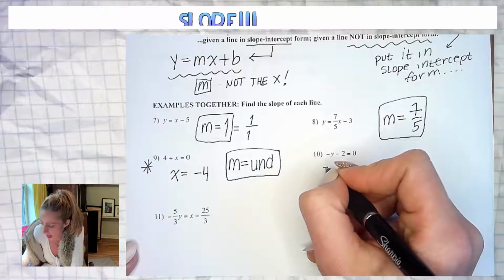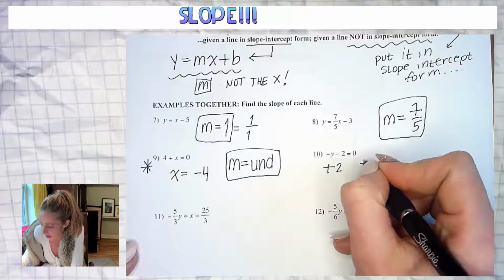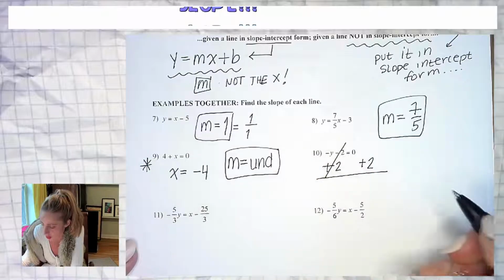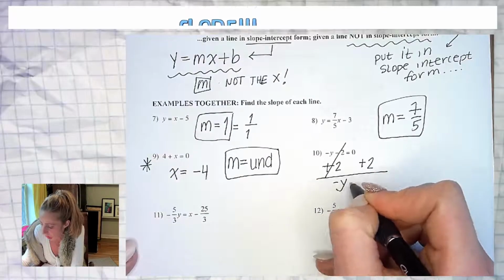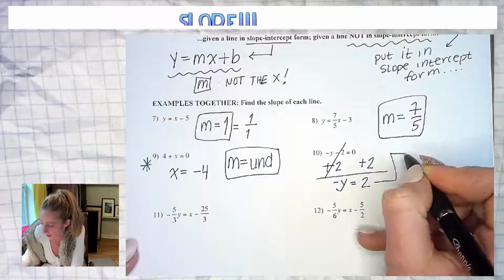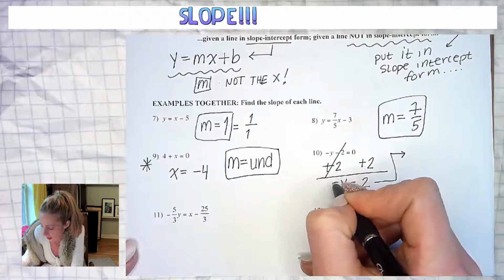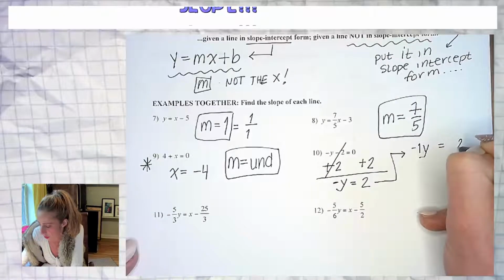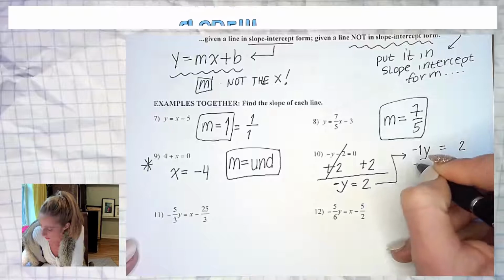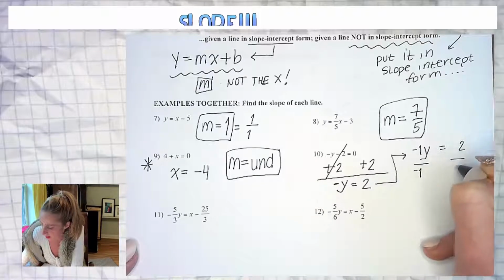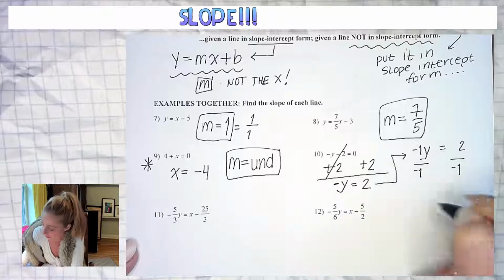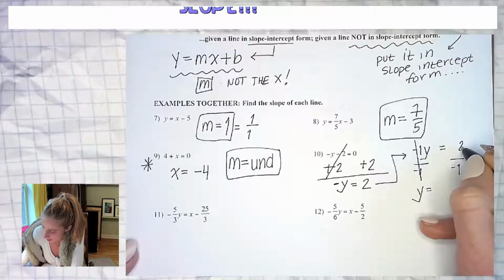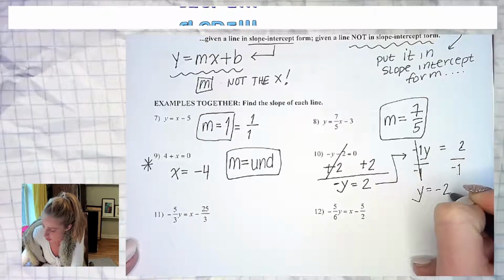Here, we're going to try. I have -y. I want to get it to look like y equals mx plus b. I'm going to add 2 to both sides to get rid of that -2. -y equals 2. But I don't like this negative in front. It really means -1y is equal to 2. And I don't want that negative there. So what am I going to do? Divide both sides by -1. Y equals +2 over -1, which is -2.